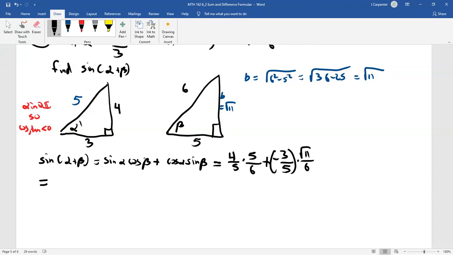And then you'll have to go and get an LCD since you got to combine this stuff. So this is going to be one of the few times where I'm going to say, don't actually reduce this. Just go ahead and leave them, since the bottoms, 5 times 6, 5 times 6 will be the same. So I'm going to multiply without reducing. And again, this is atypical for me. 4 times 5 is 20. 5 times 6 is 30. But that was, again, just to save some time. Minus 3 times square root of 11 is 3 times square root of 11, over 5 times 6 is 30.